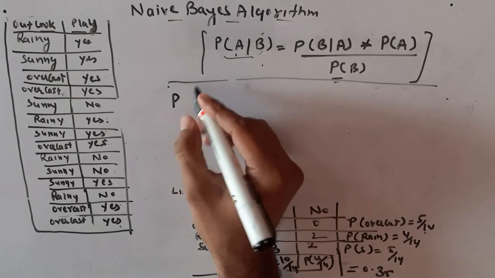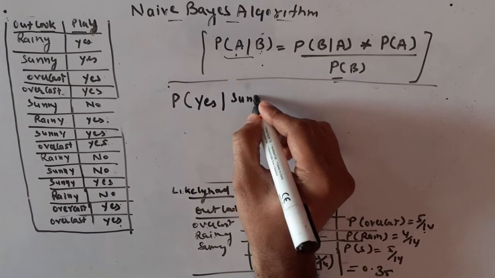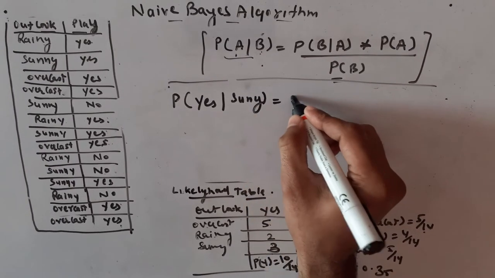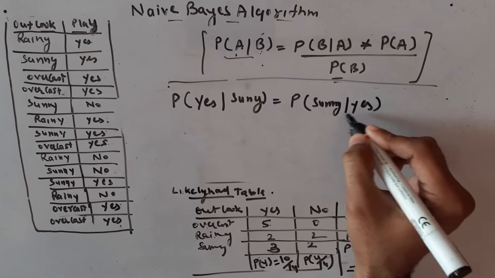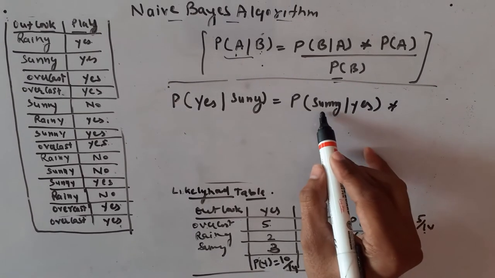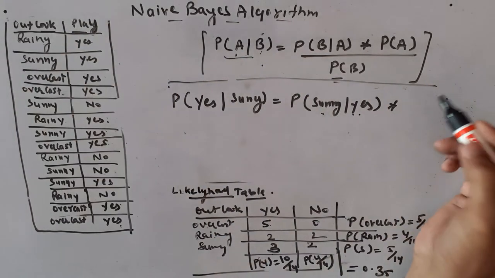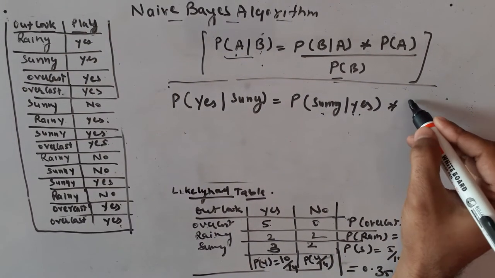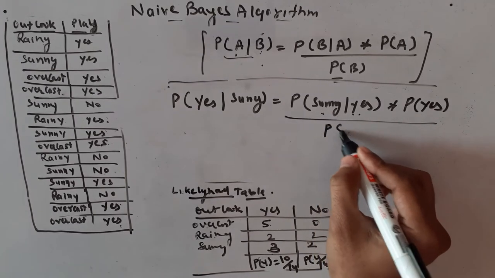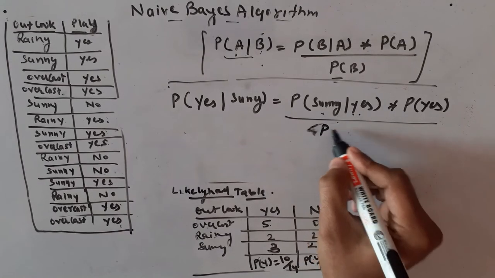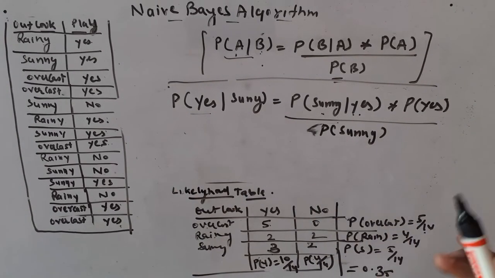So assume that we have to find the probability of yes. Yes means that the game is happening, given it is, let's say, sunny, is equal to the probability of sunny given yes. That means the probability of sunny given that the game has happened in history from this data. And the probability of yes, here our A is our yes, and probability of B is our probability of sunny. Now we just have to put all these values into this.